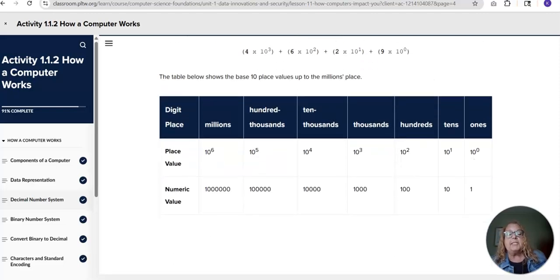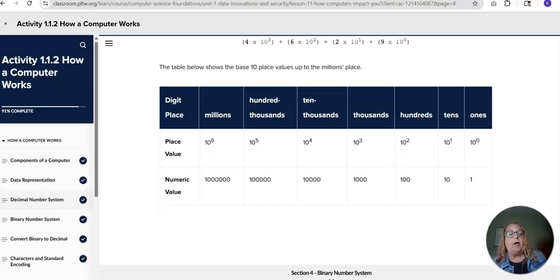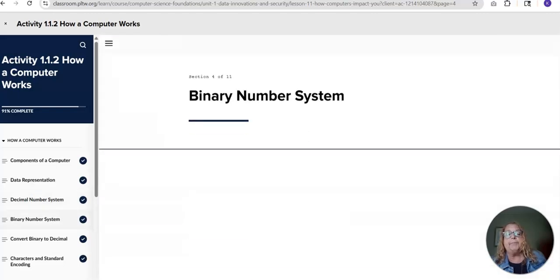So their digit places, if it's millions, it has 1, 2, 3, 4, 5, 6 zeros behind it, right? If it's 100,000, it only has 5. If it's 10,000, it only has 4. If it's 1,000, it only has 3 zeros behind it. Then 100, 10, 1, and the ones has no zero behind it, okay? All that's good. We're just learning how the place values work.